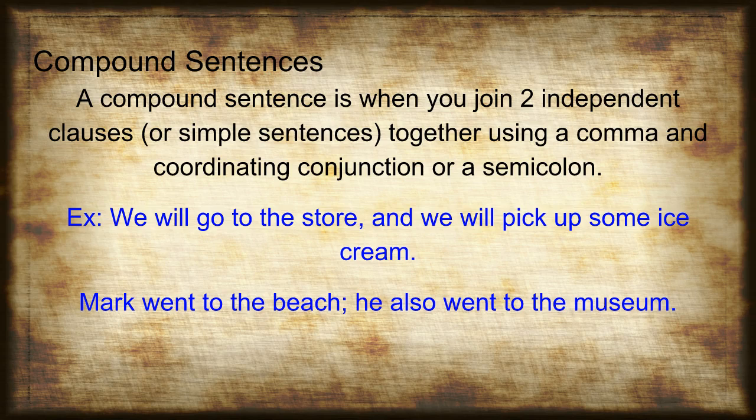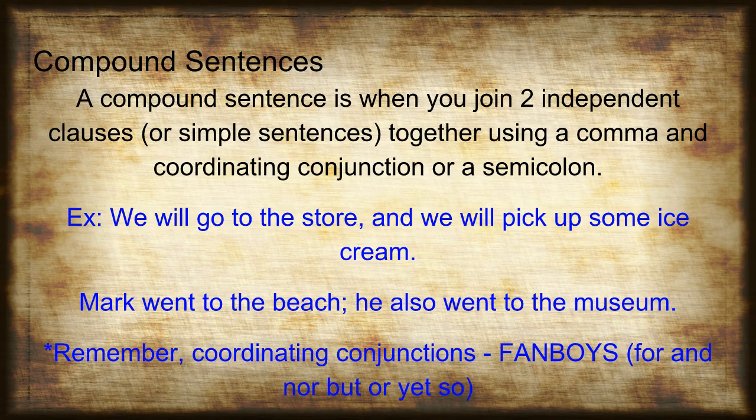Mark went to the beach, semicolon. He also went to the museum. So again, you see we've got 2 sentences that could stand perfectly well on their own. But in this case, instead of using the comma and coordinating conjunction, we've simply used a semicolon. Now, you need to remember that coordinating conjunctions are going to be your FANBOYS. For, and, nor, but, or, yet, so. Any one of those can be used after a comma to join 2 independent clauses in order to make a compound sentence.